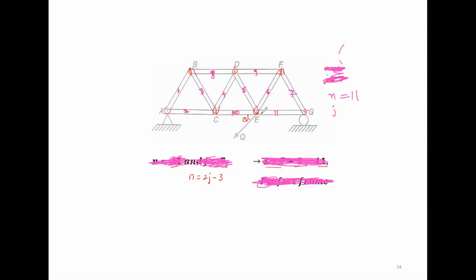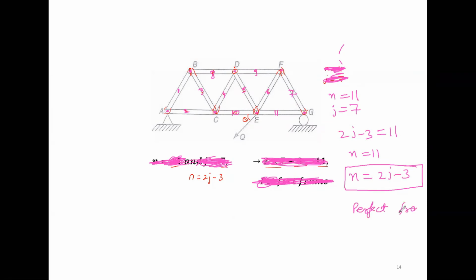And now count the number of joints. Here you have the first joint, second, third, fourth, fifth, sixth, and seventh, right? Okay, so j is equal to 7. Now let's calculate 2j minus 3. This will be equal to 2 times 7, 14, minus 3, that means 11. So in this case n is equal to 11 and 2j minus 3 is 11. That means n is equal to 2j minus 3, so this frame represents a perfect frame.